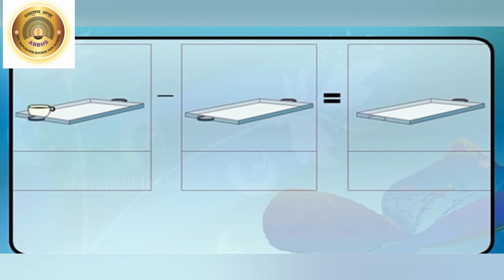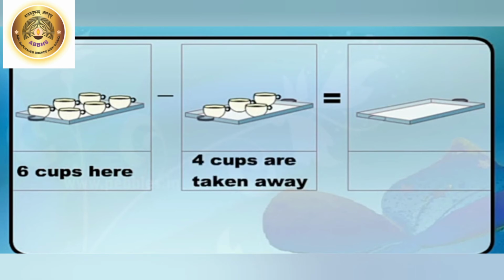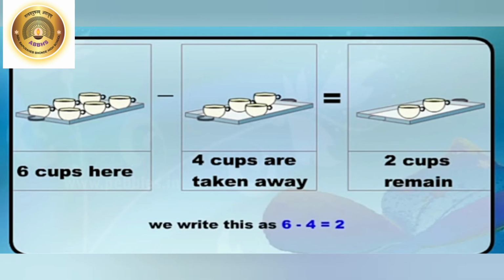See the next example. There are 6 cups in the tray. 4 cups were taken away. How many are left? Yes, 2 cups remain. We write this as 6 minus 4 is equal to 2.